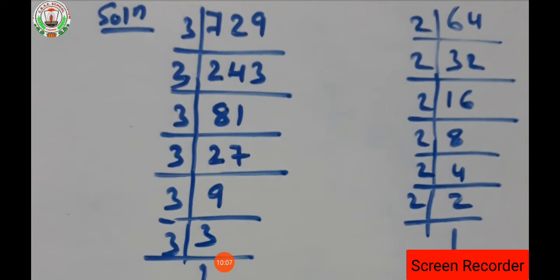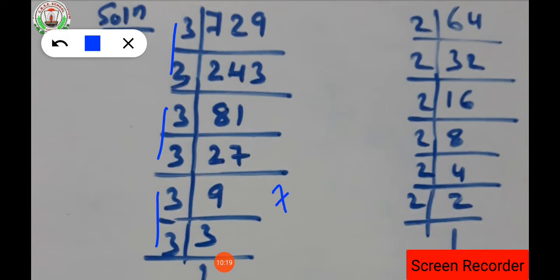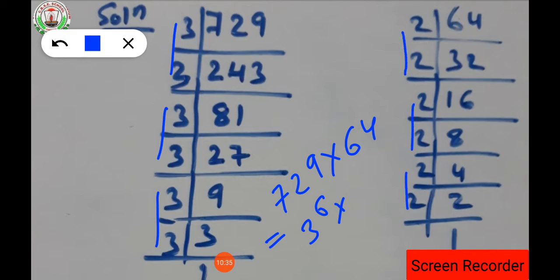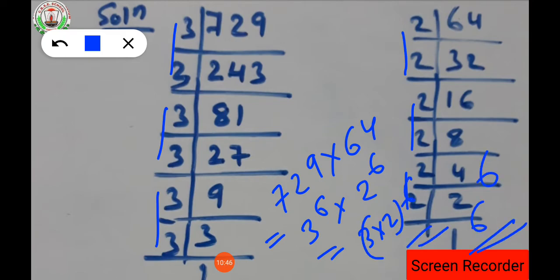In the same way 64 we are going to take by the table of 2. So how many 2 are there? 2, 2, 4, 5, 6. That means what is the number we are having? 729 into 64. The exponential form of 729 will be 3 to the power 6 and 64 factors are 2 to the power 6. That means here 2 to the power 6 we are having, isn't it? So it can be written as 3 into 2 to the power 6. So it will be 6 to the power 6 will be the required answer.